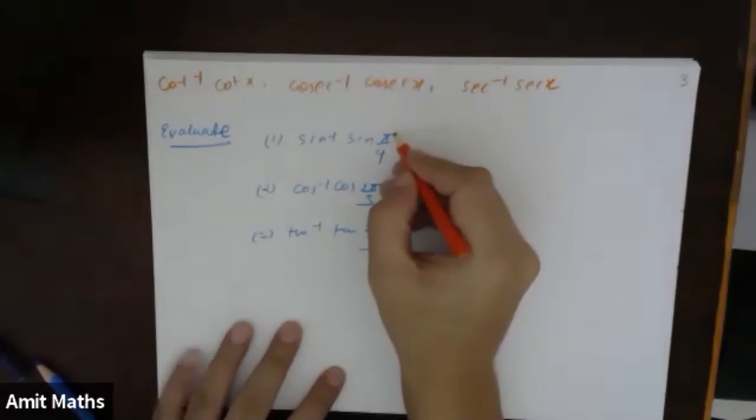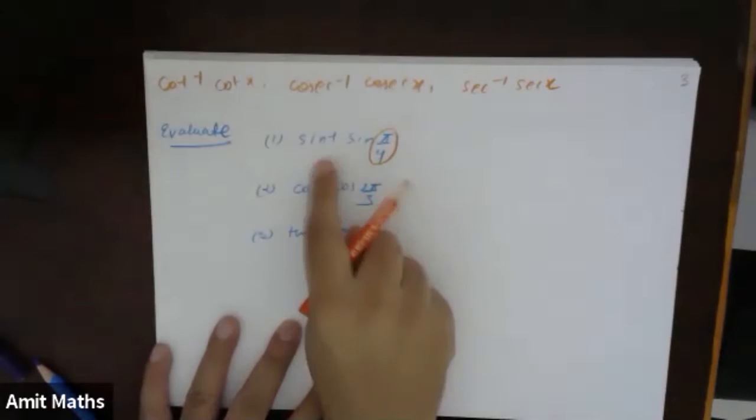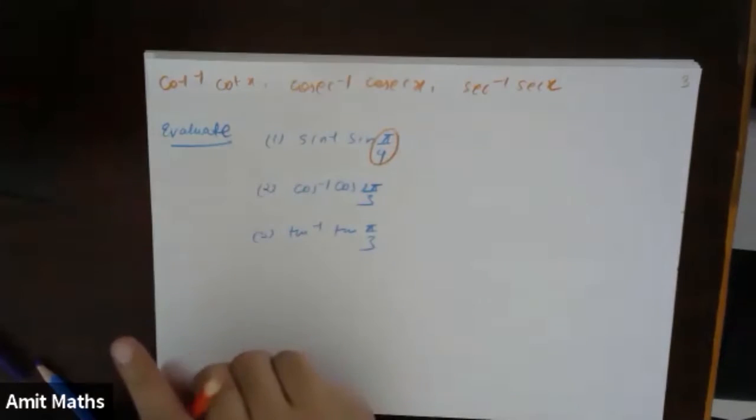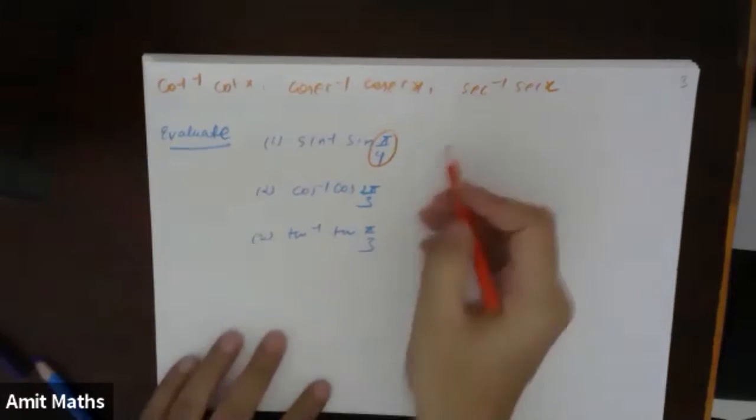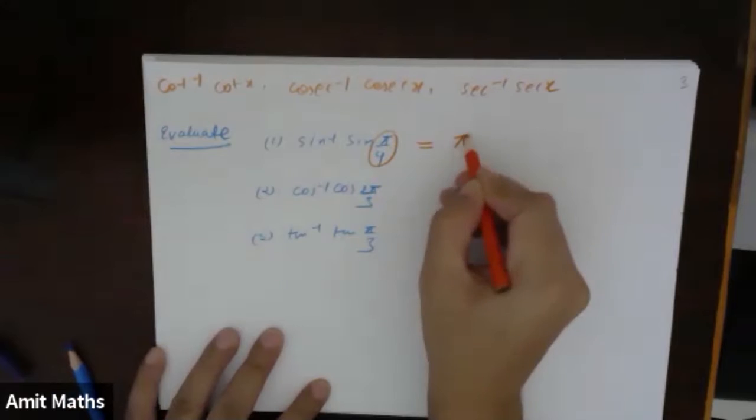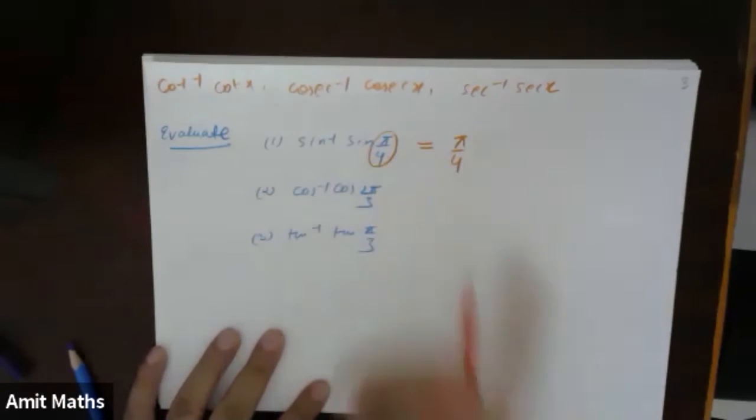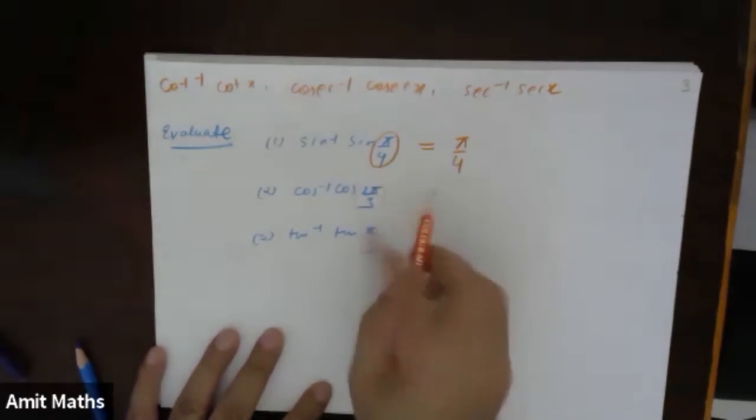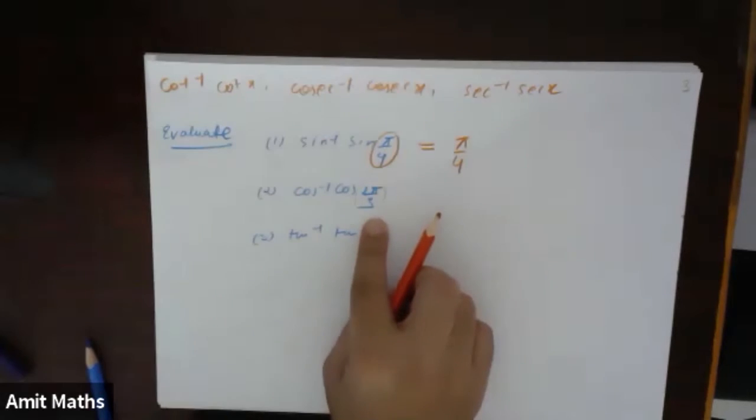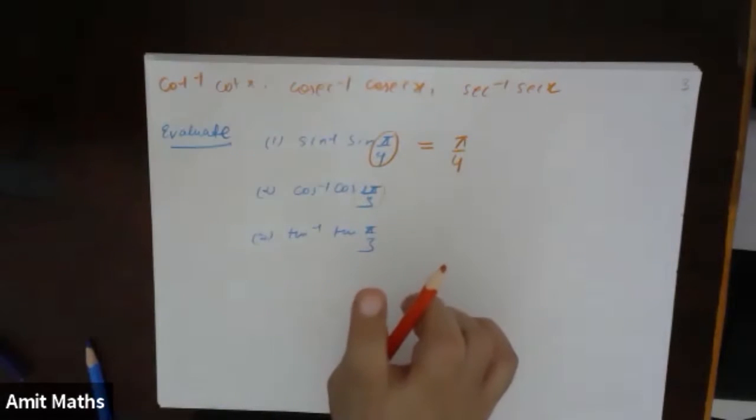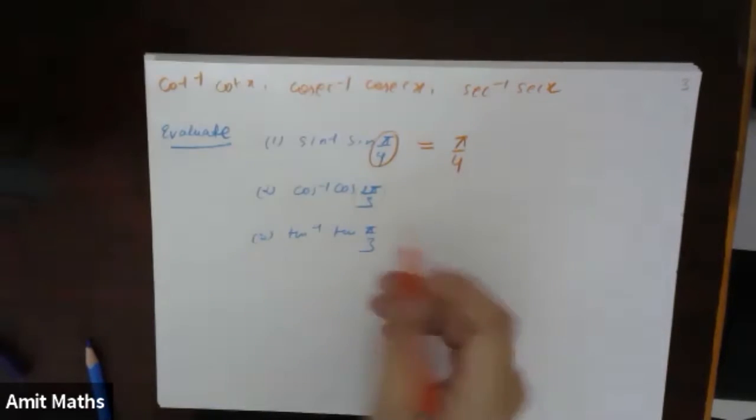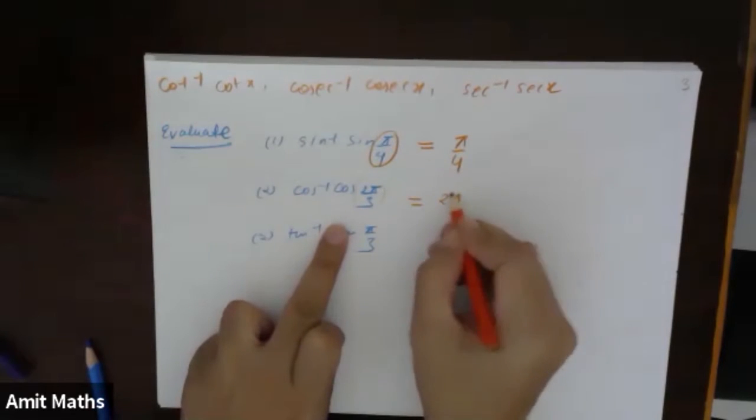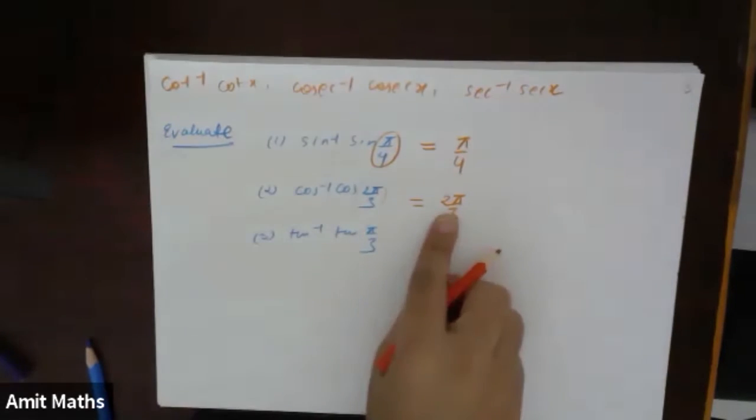Let's see. Sine inverse of sine pi by 4. This pi by 4 is the principal value, so the output is simply pi by 4, because pi by 4 is between minus pi by 2 to pi by 2. Cos inverse of cos 2 pi by 3. The principal value of cos inverse is from 0 to pi, so it will give simply 2 pi by 3. Everybody understood this one also?